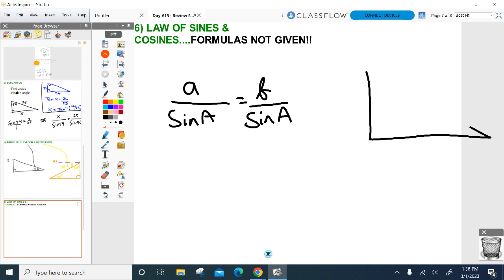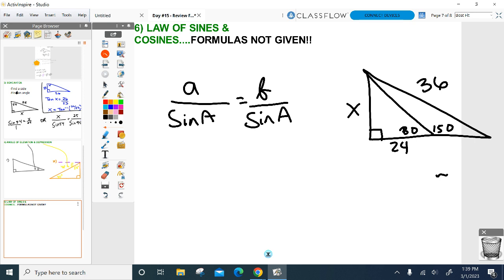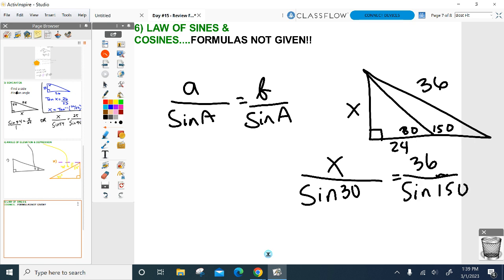So if I get a diagram tomorrow that's got multiple triangles in the one diagram, let's see here. I'm going to put 30 here, 150 here, 24, X, it's got to be bigger than that, 36. And say you're going to use law of sines for whatever reason. X over sine of 30 equals 36 over sine 150. Everyone see that's not going to cut it. Do all 4 belong to the same triangle? No, these do, and these do, but not all 4. All 4 have to come from the same triangle.